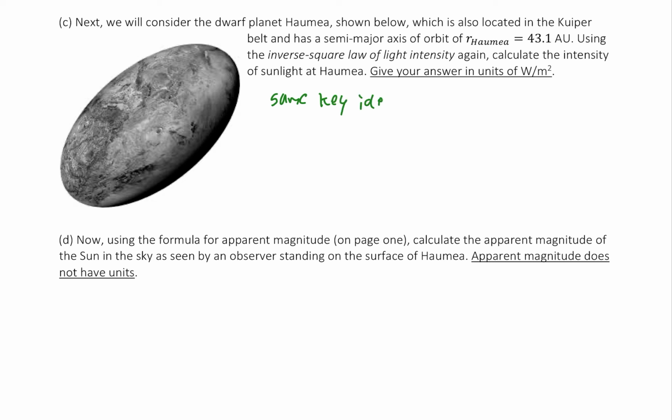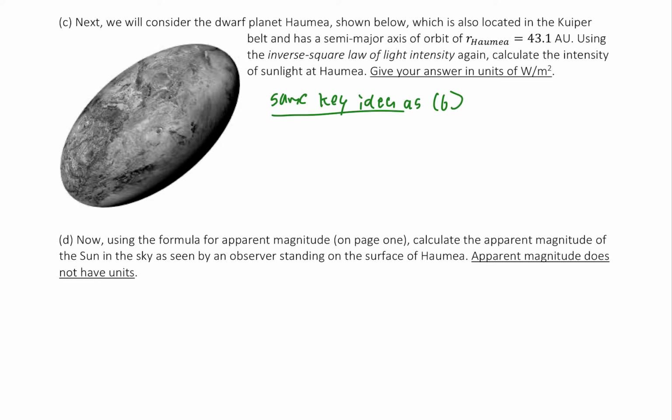And that key idea being defining your 1 and 2 carefully, making sure they match up with what you're trying to look for. In this case, we're trying to find I again, the intensity of light at a different world. In this case, Haumea, which is a dwarf planet way out in the distant edges of the solar system. All right, so same key idea as part B.